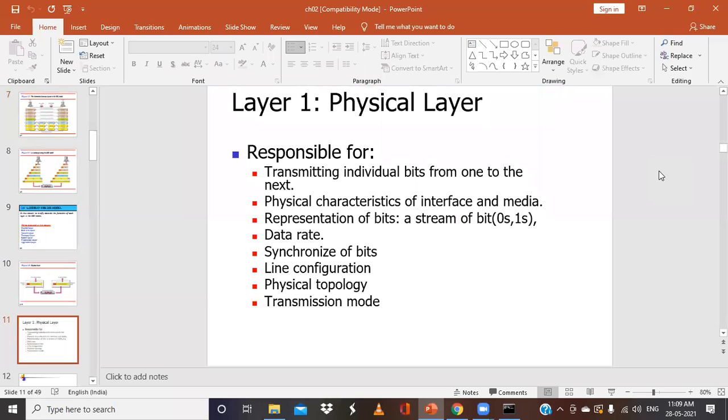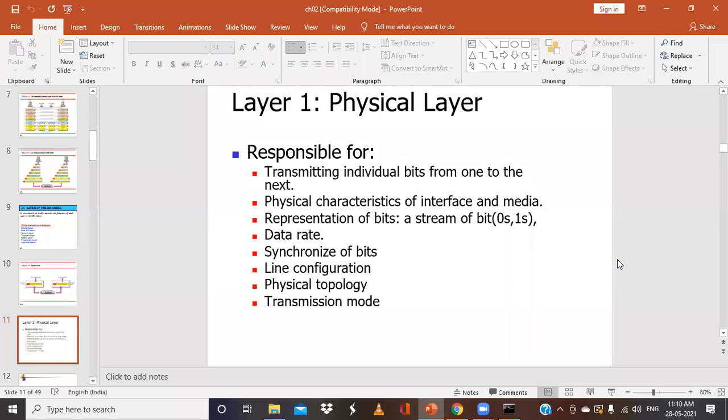So it will be from one system to the next system in that particular network, and so on it will reach the destination. So it is responsible for transmitting individual bits from one to the next. From A, it will send it to the nearest system, and from that nearest system to the next nearest system, and so on it will reach the destination. This is what we know about the subnet.